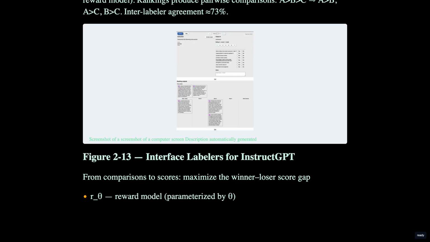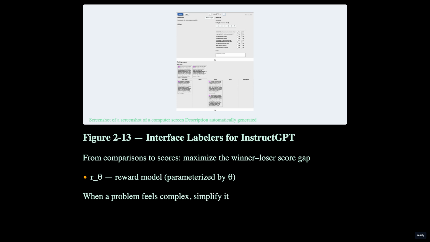R_theta is the reward model we train. We update the parameters theta to minimize the loss, so the model gives higher scores to preferred outputs and effectively guides downstream policy learning. If a task looks overwhelming, pause and strip it down to its core components. Isolate the essential variables, solve a simpler version to build intuition, then reintroduce the removed details. This stepwise simplification keeps reasoning clear and reduces mistakes.